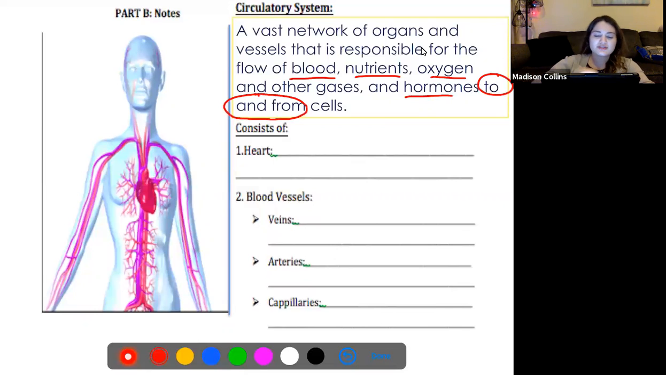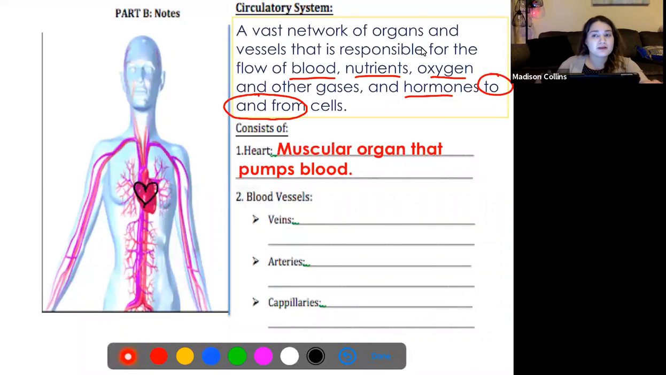And this circulatory system is made up of 2 things. It's made up of the heart, which is going to be this organ in the center of your body. It's responsible for pumping blood, and it's also made up of blood vessels. But there are 3 different types of blood vessels that we need to be familiar with.